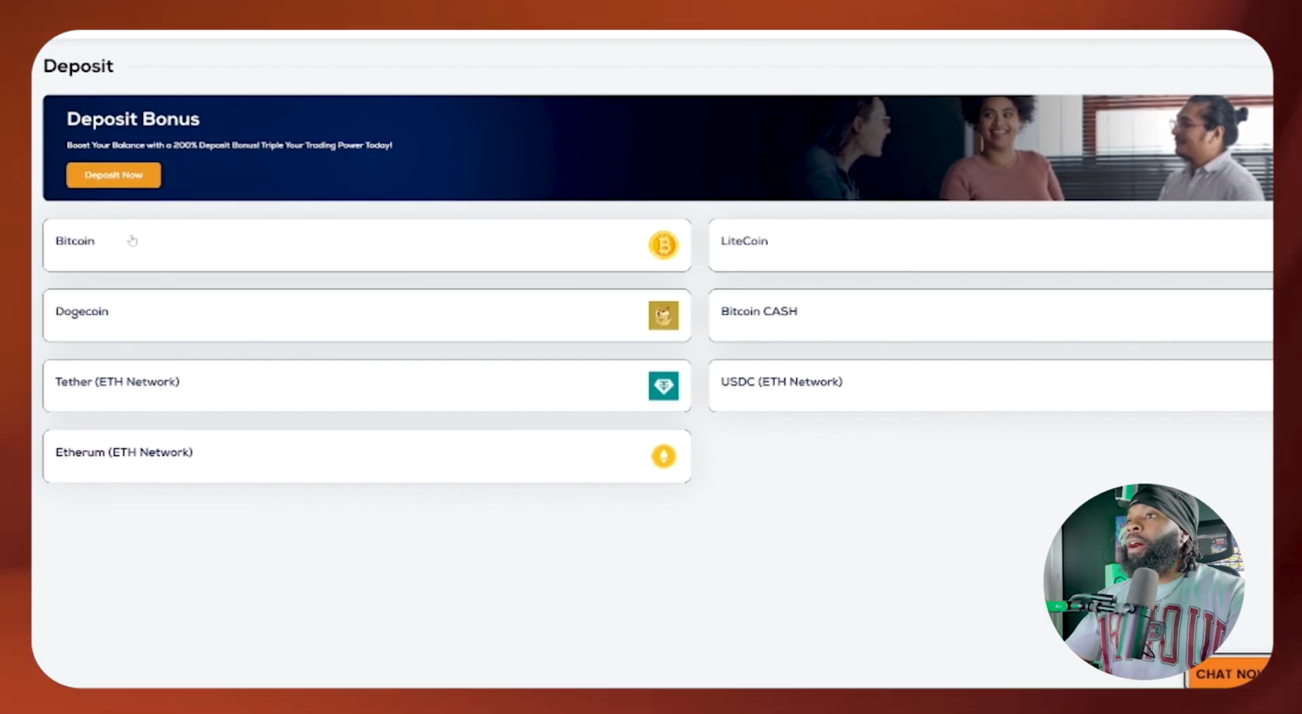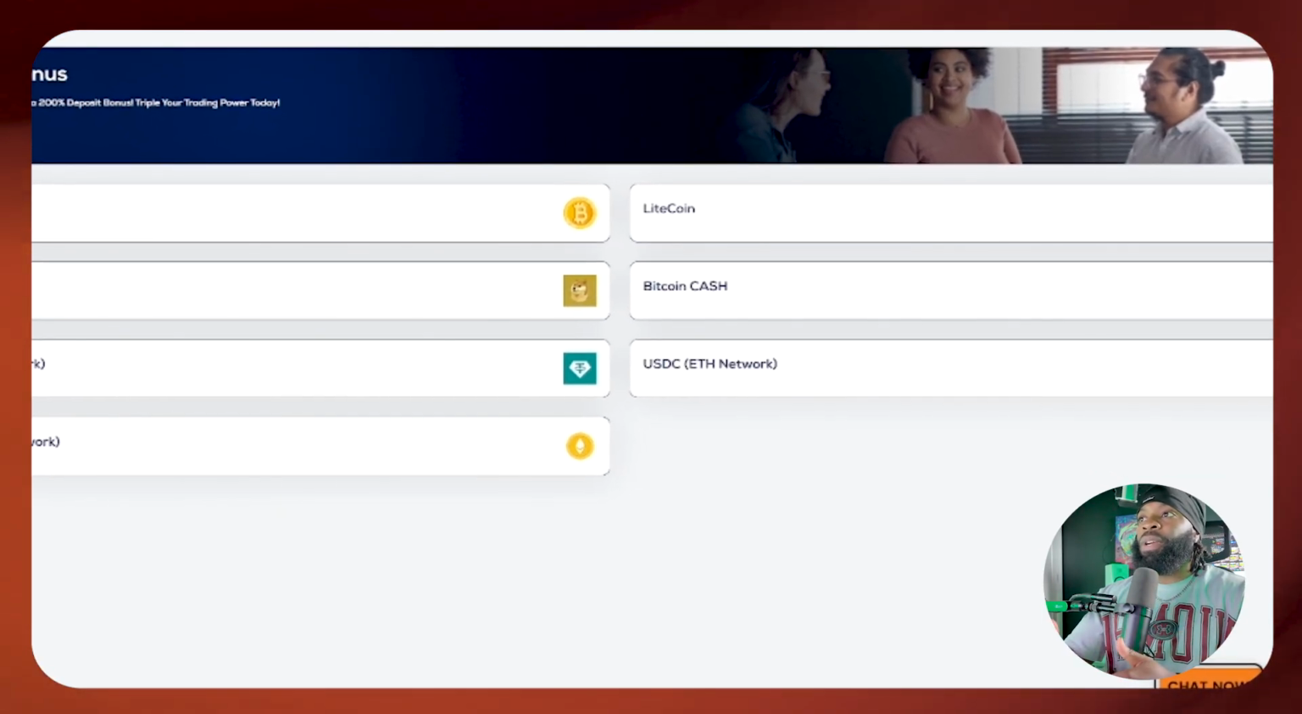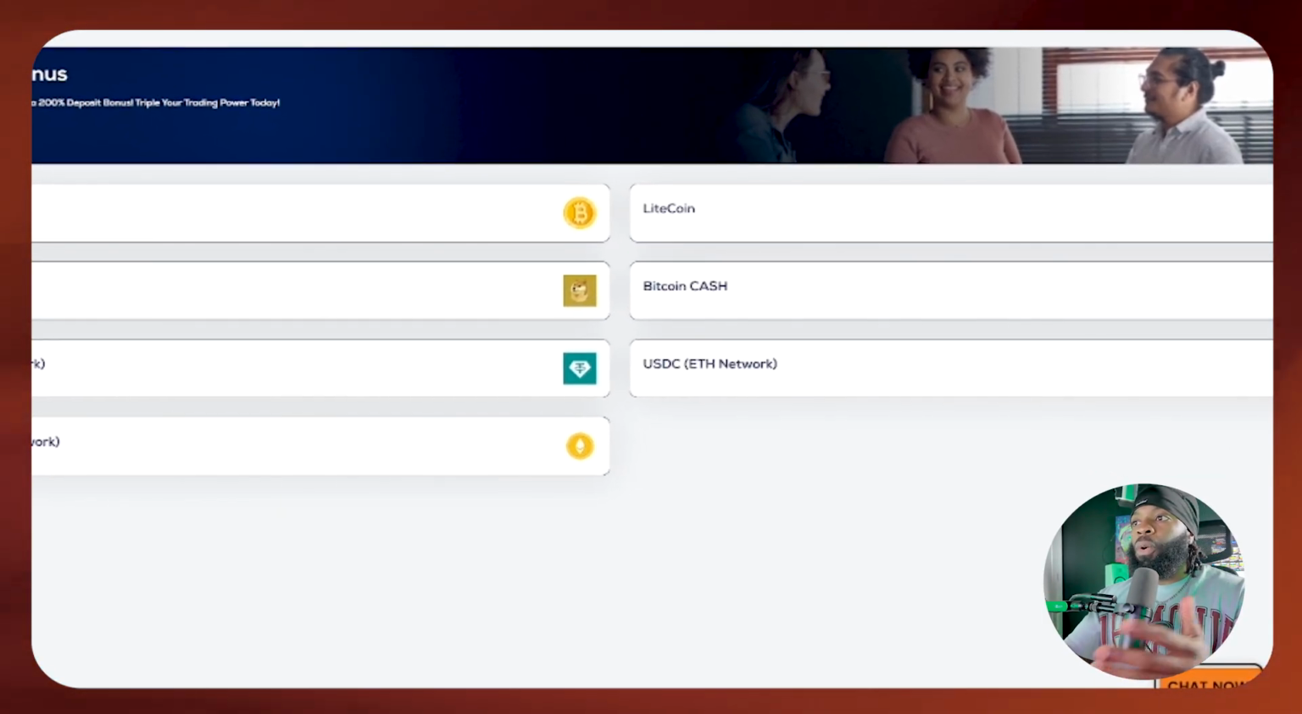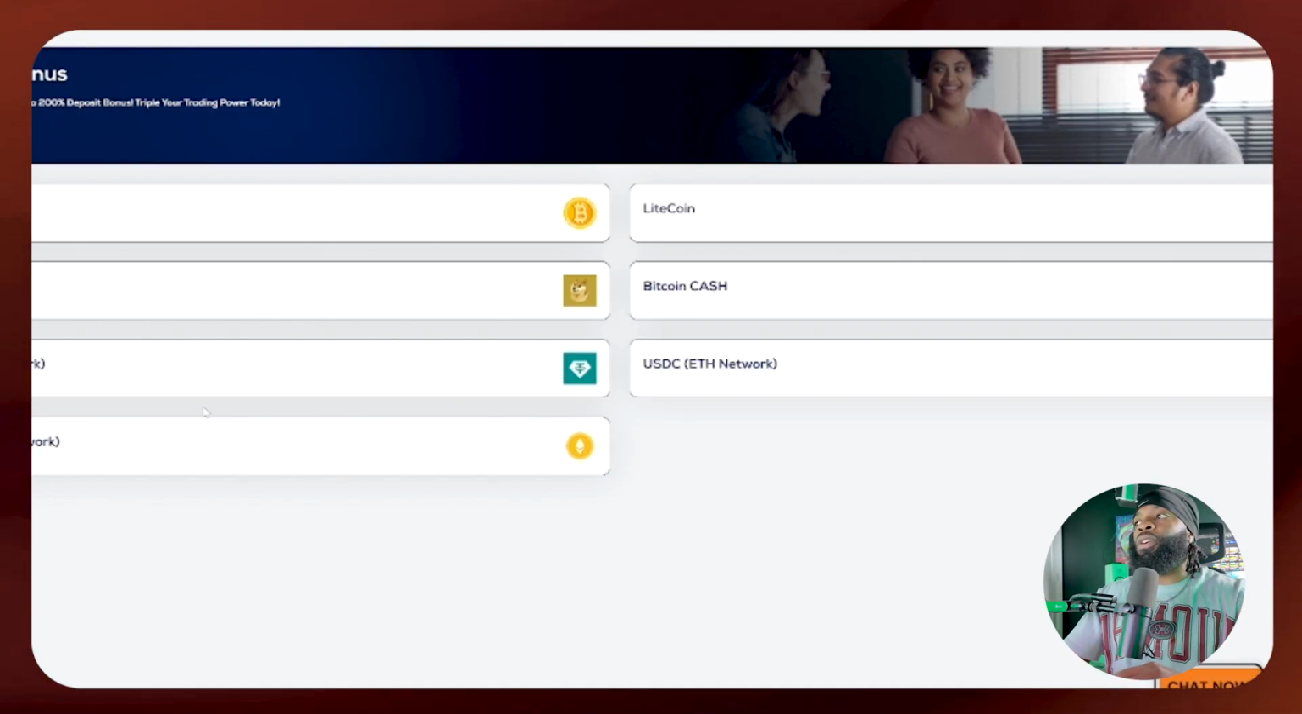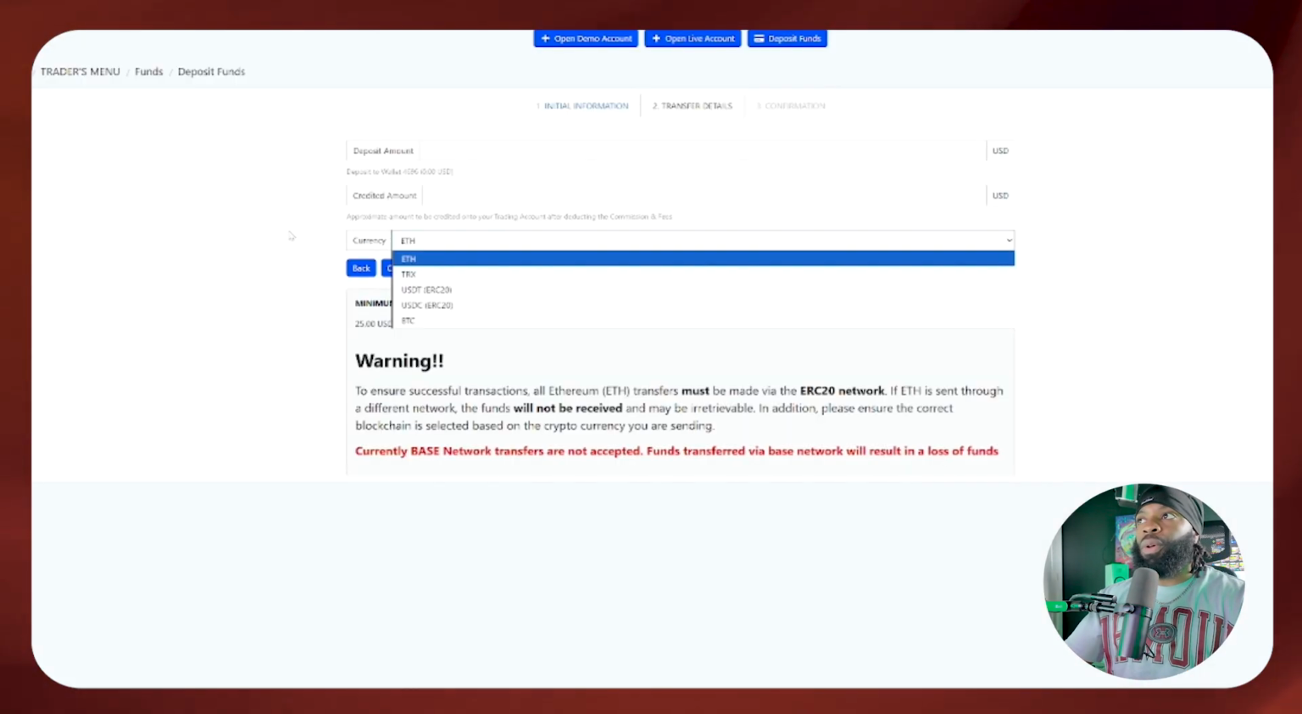Now, with the whole experience of deposit, you can do Bitcoin, Dogecoin, you can pretty much do the entire nine yards of all the popular crypto. And with GatesFX, you can pretty much do the same thing.